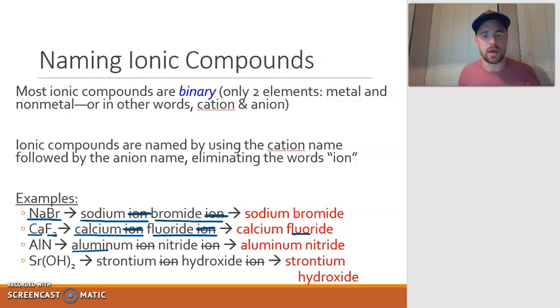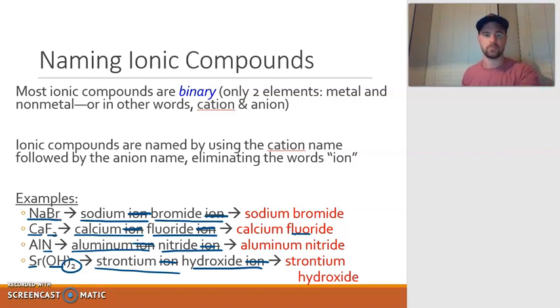Al is the aluminum ion. N is the nitride ion. Remove ion and you have aluminum nitride. This also works if you're working with polyatomics though. Sr is the strontium ion, but OH, that's the polyatomic ion hydroxide. We're still going to do the same thing we did before. Remove the word ion, and you have strontium hydroxide. Once again, the number 2 is not indicated anywhere in the name.